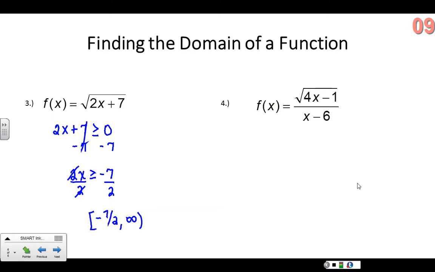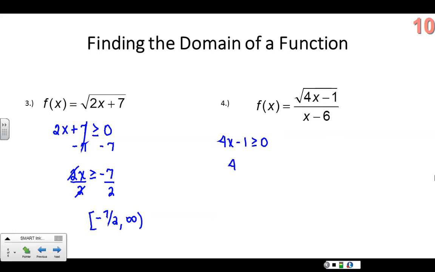Sometimes in a function you may have more than one thing happening, more than one thing you have to pay attention to. For example, in this number 4 example, we have a square root on top, and a denominator that also has to be restricted. So let's do the parts separately and then see if we can put them together for one statement about the domain. The first part I'm going to look at is the numerator, the square root of 4x minus 1. So 4x minus 1 has to be greater than or equal to 0. Let's solve that inequality.